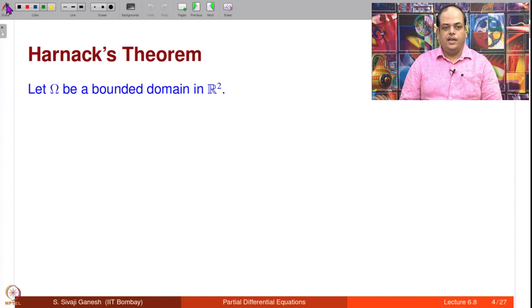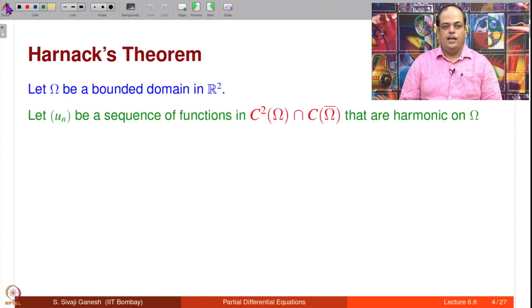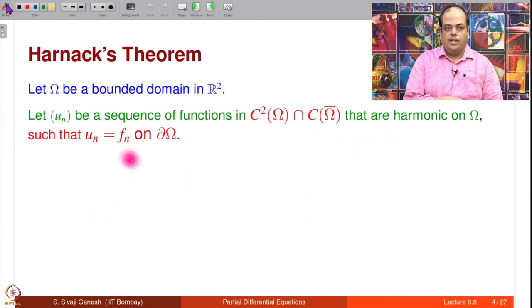This theorem says: take a bounded domain omega in R2 and take a sequence of functions un which are C2 of omega and C of omega bar, which are harmonic on omega. That means Laplacian un is 0 for every n, and to make sense of that we need C2. And C of omega bar means we are going to talk about the values of un on the boundary of omega, such that un equals fn on the boundary of omega. This means the fn's are prescribed and the un's are solutions to Laplacian u equal to 0 satisfying this Dirichlet boundary condition.